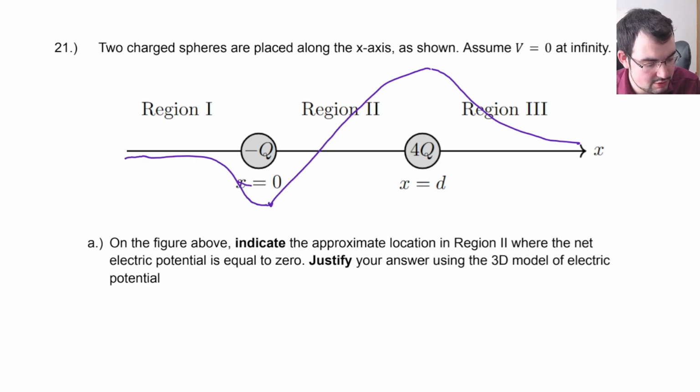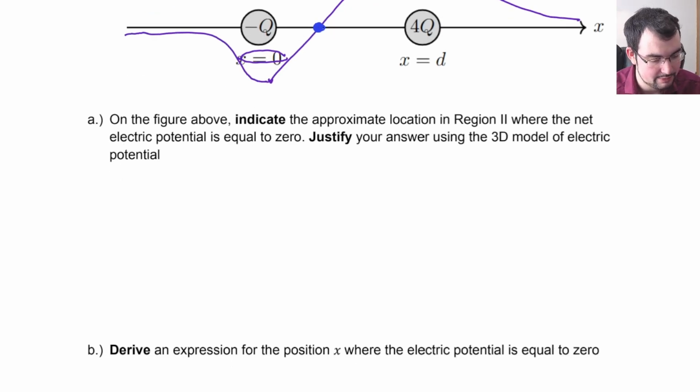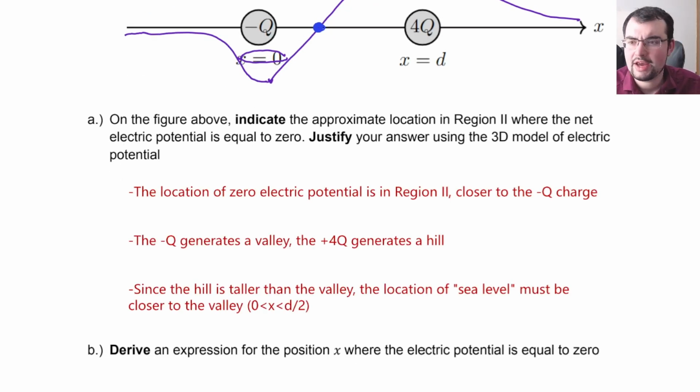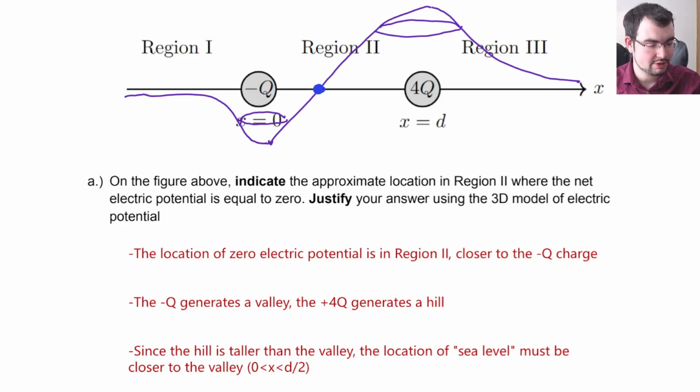So we can see that we're sort of getting a valley, and then there's like a large hill, and there's going to be some sort of crossing point, but it should be closer to the minus q charge because the influence of the hill is greater than the influence of the valley at the midpoint. So at the midpoint, we are going to have like some positive height. All that is to say, the location is in region 2, closer to the minus q.